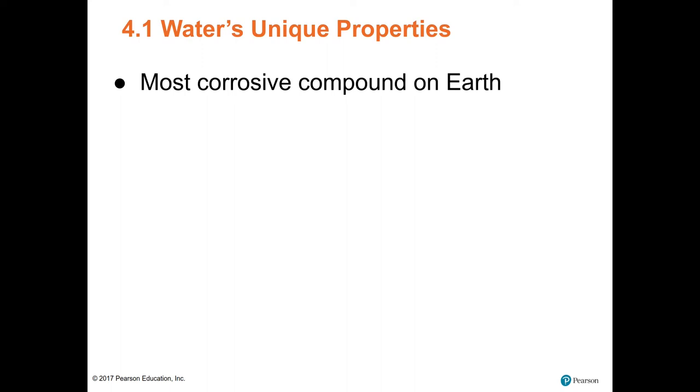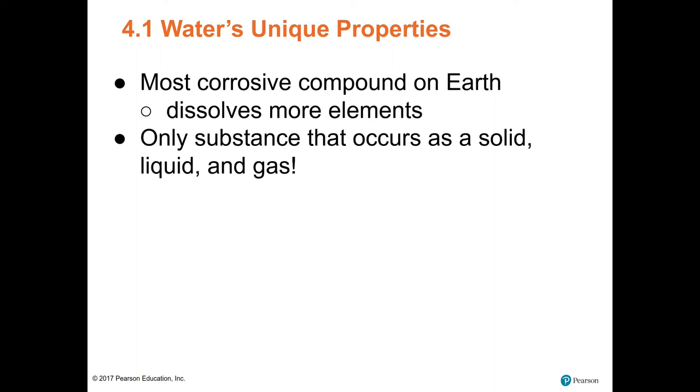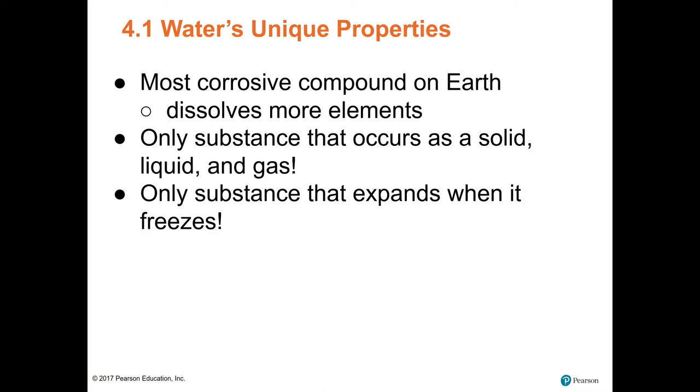Water is the most corrosive compound on Earth. I think it dissolves 57, 58 of the known elements. It dissolves more elements than anything else on Earth. It's the only substance that occurs as a solid and a liquid and a gas. So that's weird. Like rock, we have liquid rock in the form of magma and lava. We have solid rock, but we don't really experience rock as a gas. But water we have as a solid and a liquid and a gas.